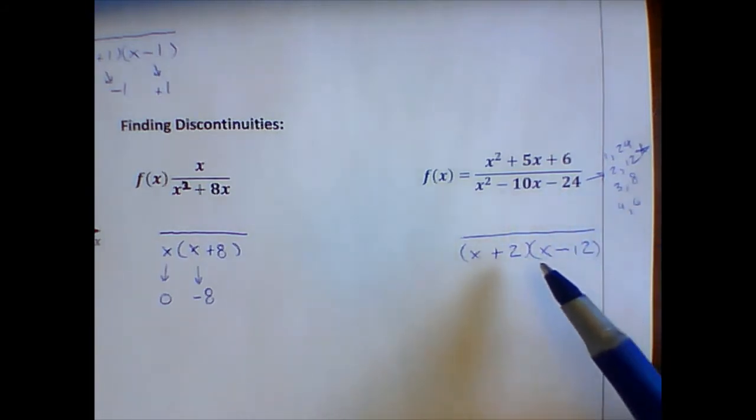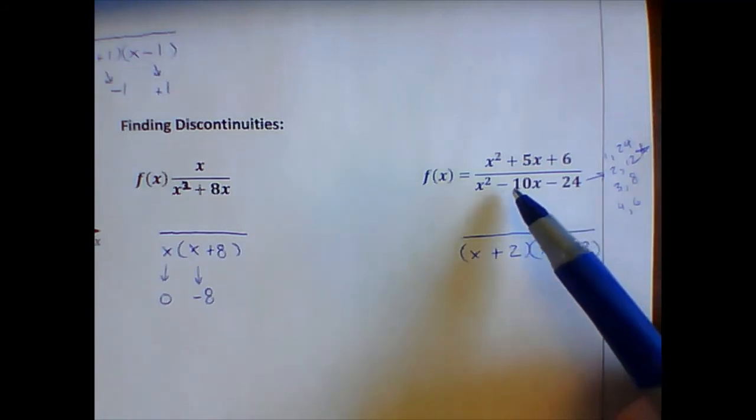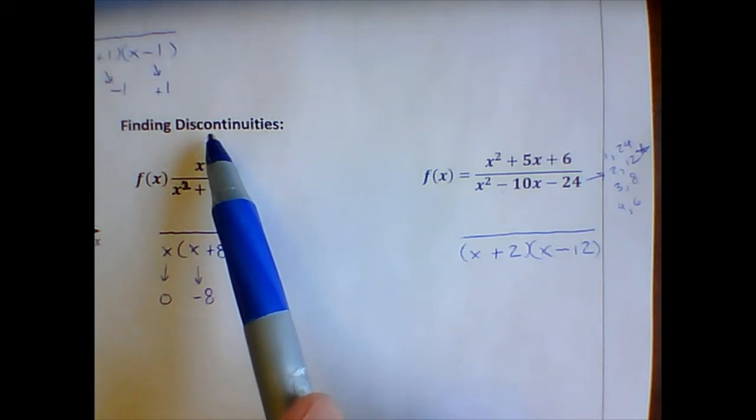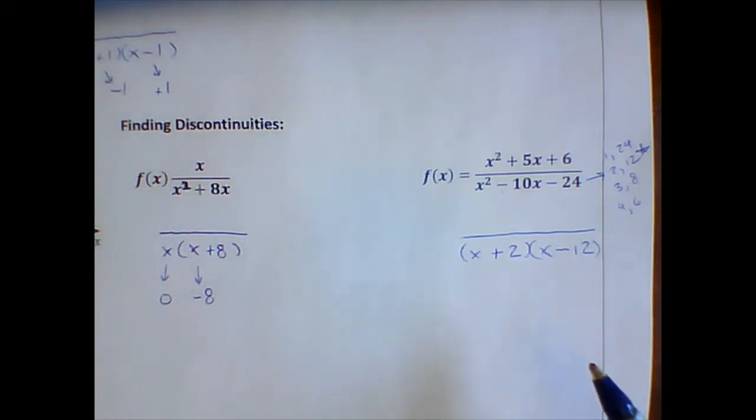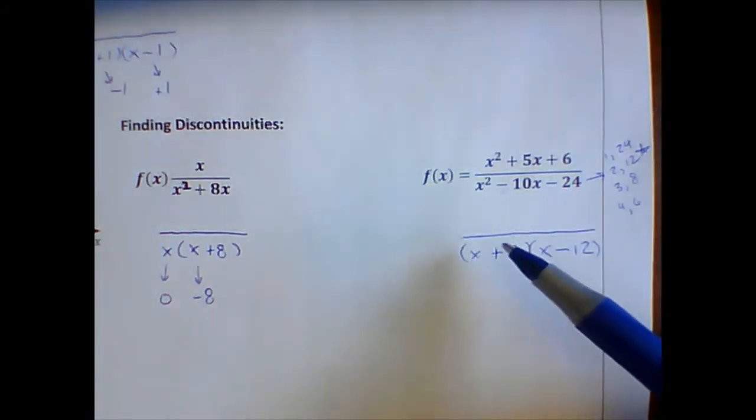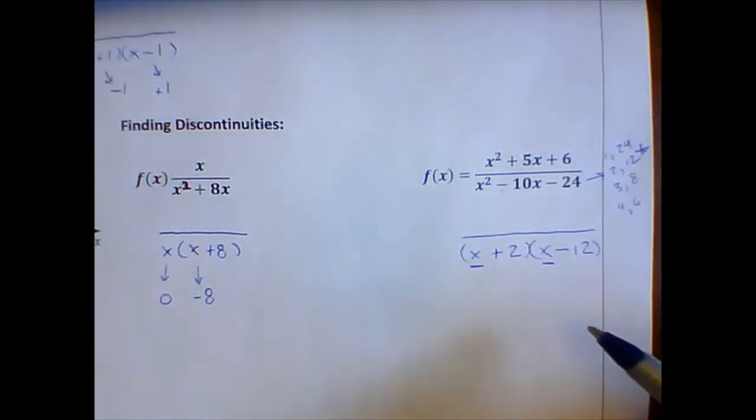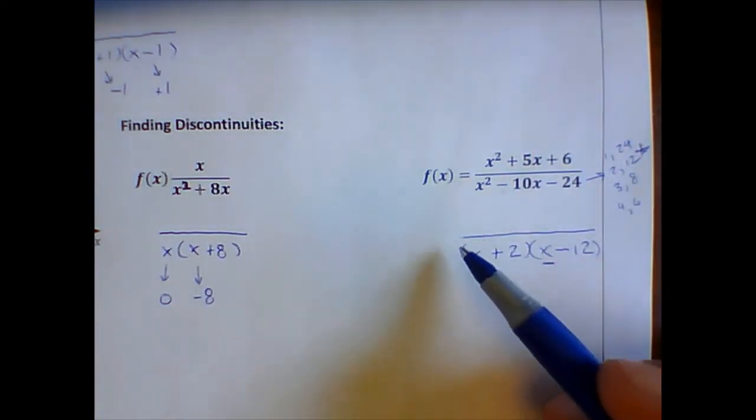And then combining like terms, 2 and negative 12 combine for a negative 10. Okay, that's where the middle term is coming from. So we're going to find our discontinuities. Again, we're looking at just the x's. If there are random numbers outside the parentheses, if they don't have an x, they don't count.